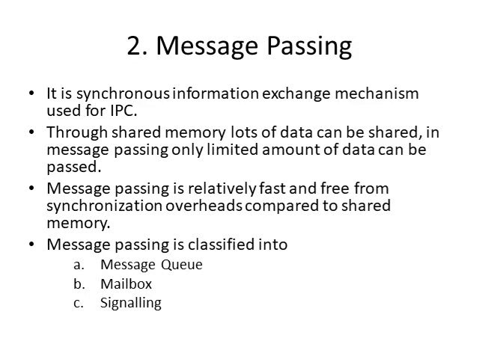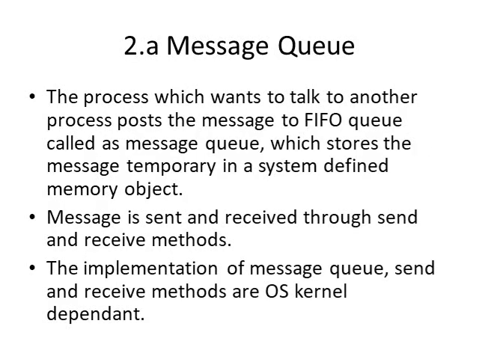Message passing is considered to be relatively fast and is free of synchronization overheads. So the advantage of message passing compared to shared memory mechanism is that it is fast and the overheads are less. Message passing mechanism can be further classified into three different modes known as message queue, mailbox, and signaling. So we'll see each mechanism one by one. Let us go ahead and see message queuing.